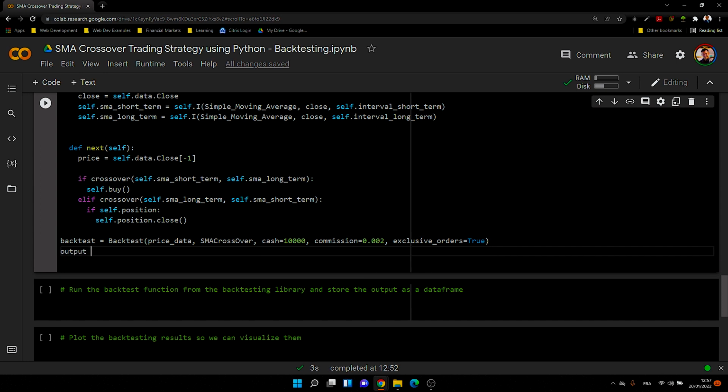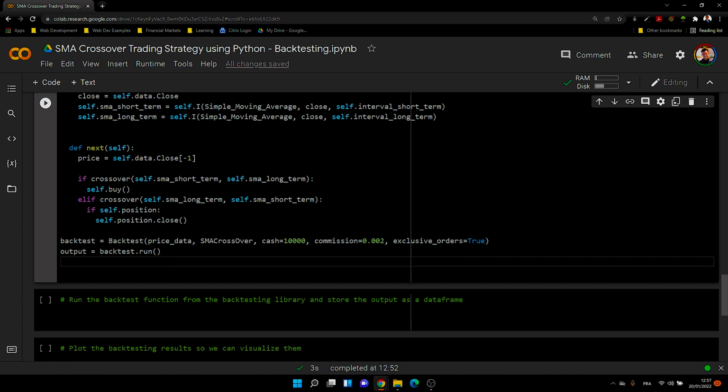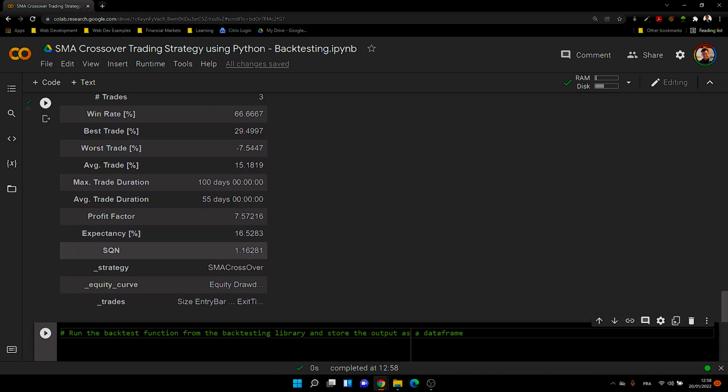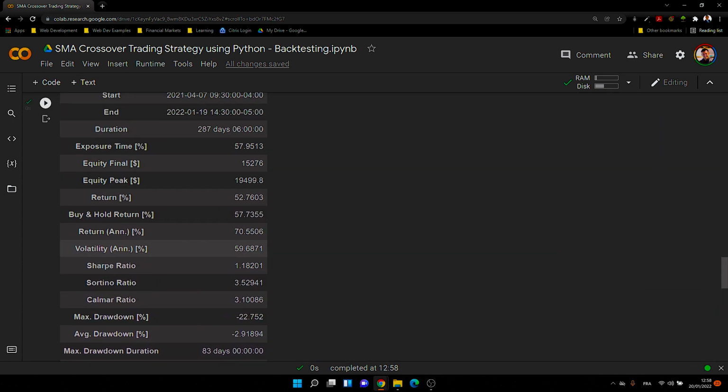We'll say that our output will be equal to our backtest.run. Or rather, we can actually put this into a data frame, a Pandas data frame, and we'll pass in our backtest run into it. So like this, we can visualize it as a data frame instead. And let's call in our data frame. And as you can see, this returns the result of the strategy quite nicely.